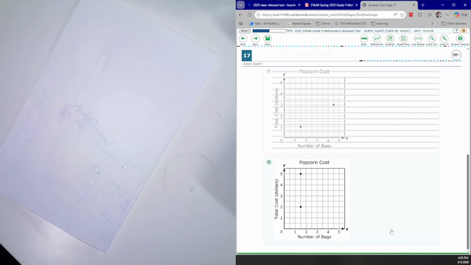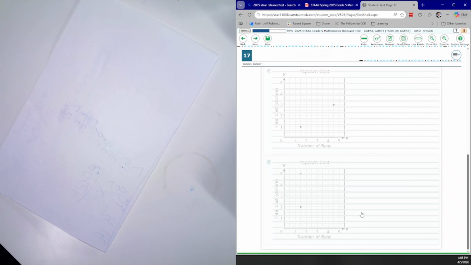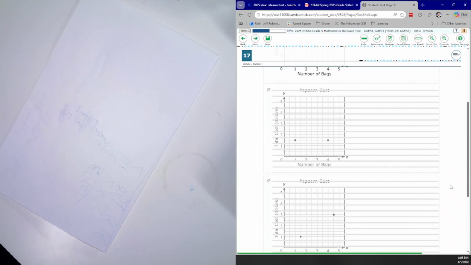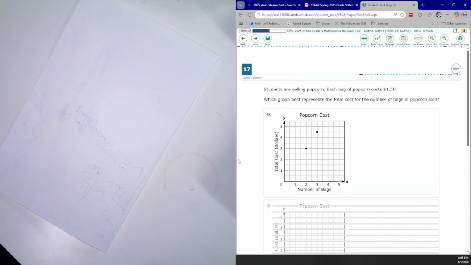And now I'm going to look over here. Okay? This says I'm going to sell 1.5 bags of popcorn and get $2, but I'm also going to sell 1.5 bags of popcorn and get $5. This doesn't make sense to me either. So I'm going to strike through that. But I cannot just click on A and say, whoop, I'm done, I got A. I need to check. I'm an amazing mathematician, and amazing mathematicians always check.